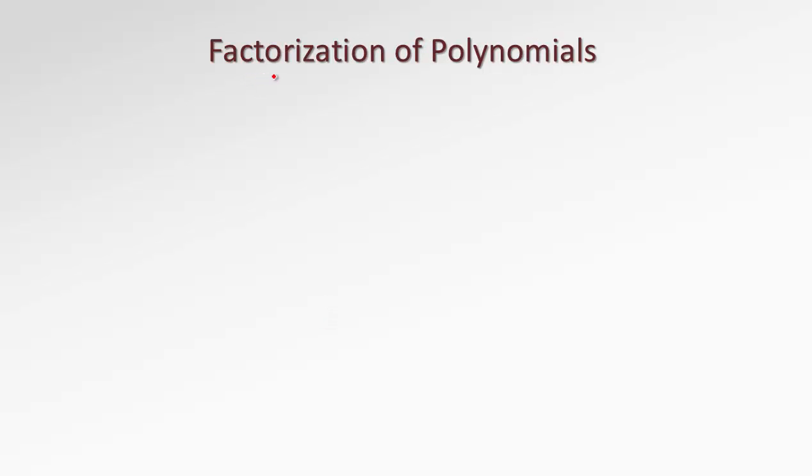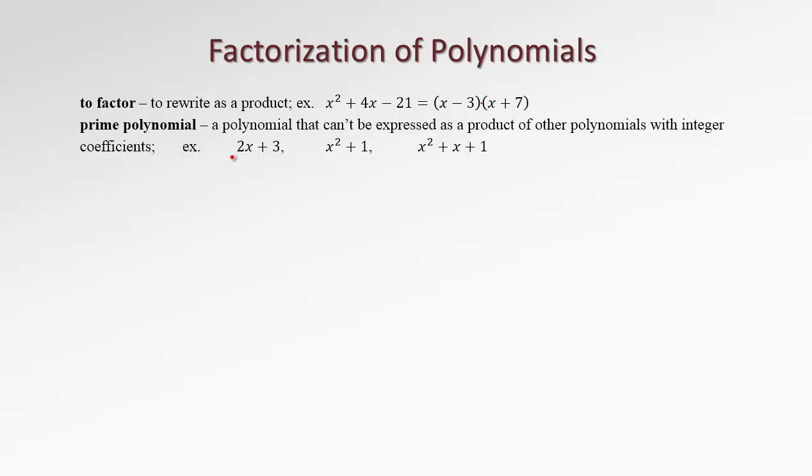In this lesson, we'll talk about factorization of polynomials. To factor means to rewrite the expression, in our case polynomial, as a product of simpler expressions, in our case polynomials of lower degrees. So, for example, this quadratic trinomial is factored into linear factors x minus 3 and x plus 7. Some polynomials can't be factored.